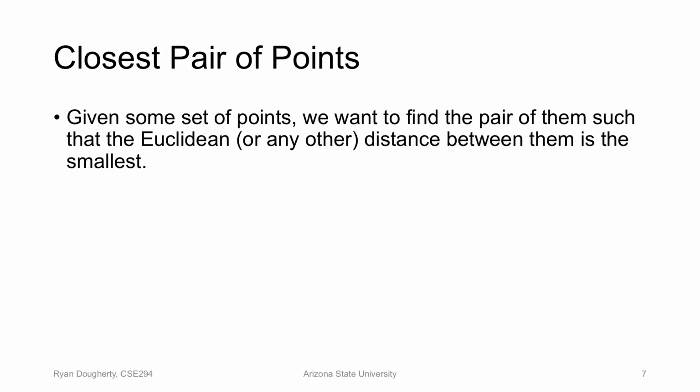Does anyone not know how to compute distance between points in Euclidean space? In 2D, if you have 2 points, (x1, y1) and (x2, y2), you take the difference of the x's squared plus the difference of the y's squared, and then take the square root over the entire thing, right? That's just the Euclidean distance in general. So we want to find the pair of points such that they have the smallest distance between them. Okay? The closest pair of points.